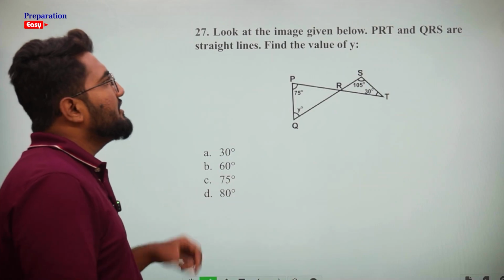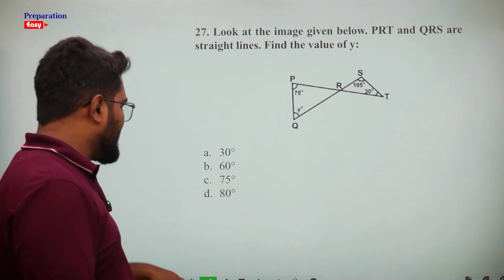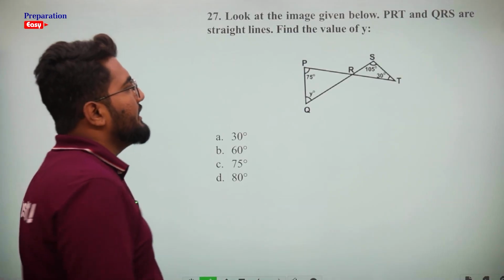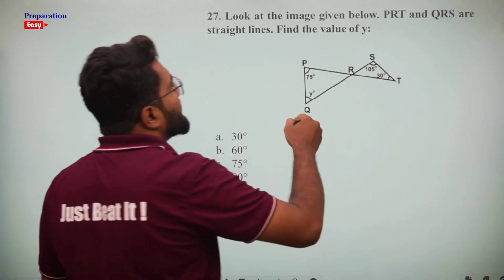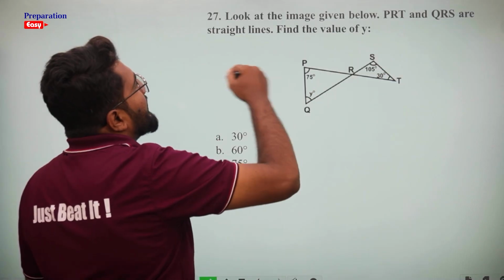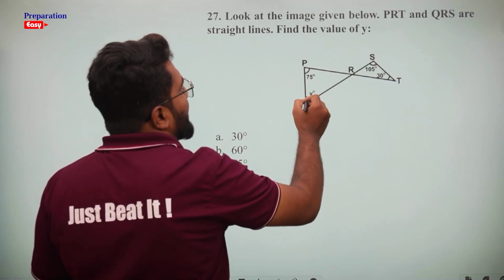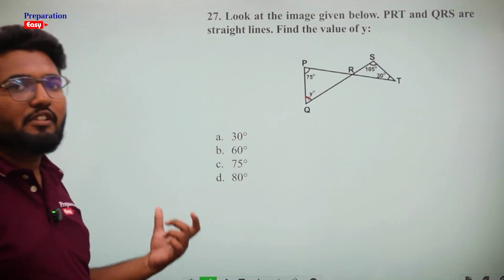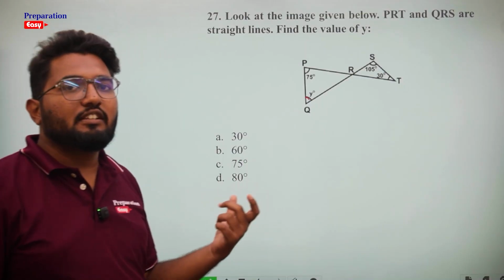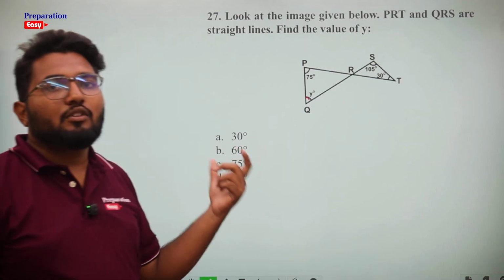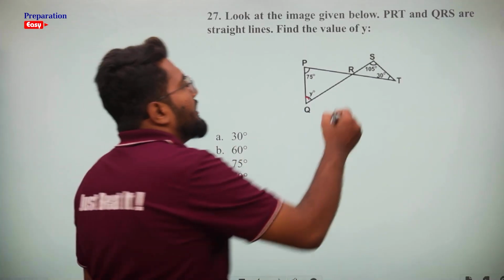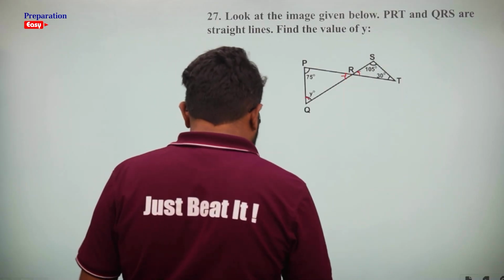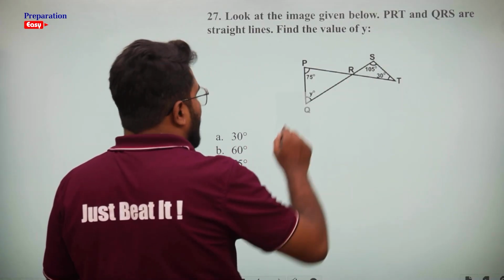Look at the image given below. PRT and QRS are straight lines. Okay. PRT and SRQ or QRS. Find the value of y. We have to find the value of y. Here is y. Okay. So in previous question we had seen that when two lines intersect at a point, then the opposite angles are equal. Okay. So here opposite angles are equal.